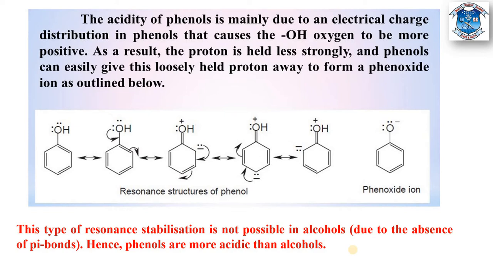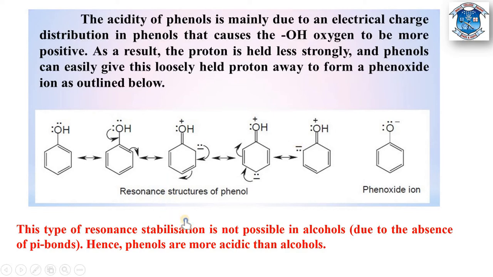Why are phenols more acidic? It is mainly due to the delocalization of the negative charge in the benzene ring. Here you can see the resonance structures of phenol. Due to this charge delocalization, the oxygen acquires a partial positive charge. So when oxygen acquires a positive charge, the proton is less strongly held to the oxygen. That means it can easily give off that proton to form the phenoxide ion. And easily donating a proton means it is more acidic.